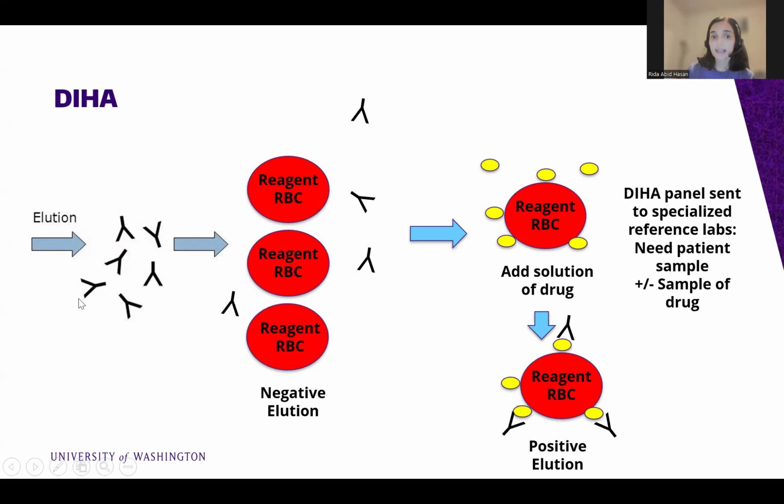There are specialized labs that, if you have high clinical suspicion for drug-induced hemolytic anemia, will actually do the elution with a solution of the drug. So for these, they might even ask you to send a sample of the drug with the patient's sample. And what they'll do is they'll create a solution, they'll incubate the reagent red cells with it, and that'll allow the drug to bind to your reagent red cells. And then when you do the elution, you can see that it only binds to the red cells that were exposed to that specific drug, and that can help you with your diagnosis. Again, this is very specialized testing that's only done in a few labs across the country.